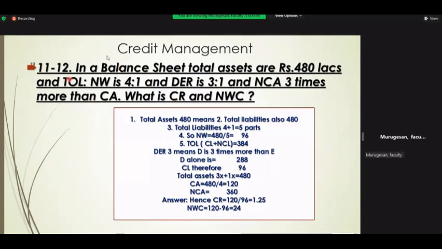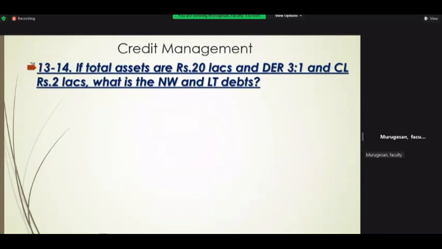It is an interpretation of the balance sheet. You are completely dissecting a balance sheet, and whatever question they ask, you will be able to answer so comfortably. Okay, so 11 to 12. Now come to 13, 14. This is another question. I think up to 15 only will be there.